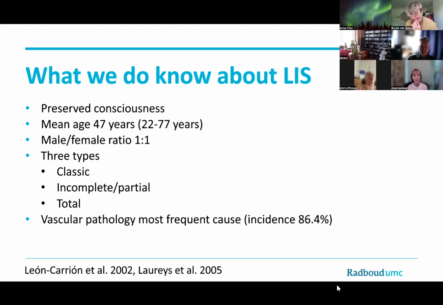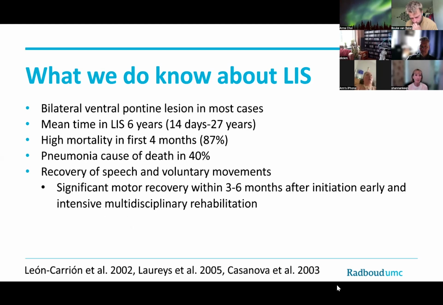Vascular pathology is the most frequent cause, a stroke or non-hemorrhagic stroke. In most cases, a bilateral ventral pontine lesion is present, which means it is on both sides in the front of the pons. The pons is the part of the brainstem where the nerve pathways from the left and right sides of the body cross.